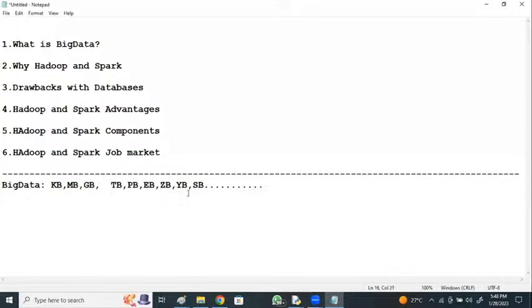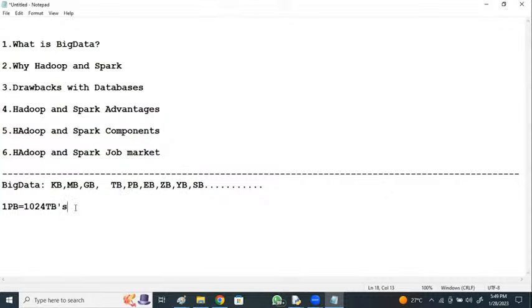Big data, right? You should have seen KBs, MBs, or even GBs of data. But do you think petabytes of data are getting generated in the current real world? 1 petabyte equals 1024 TBs. Already 1 TB is a large storage unit, so 1024 TBs forms a petabyte.